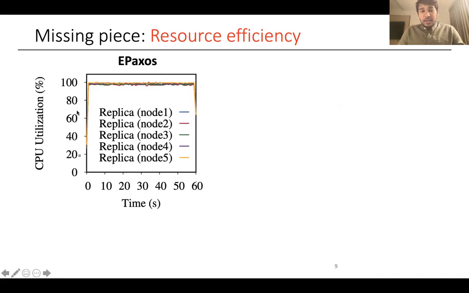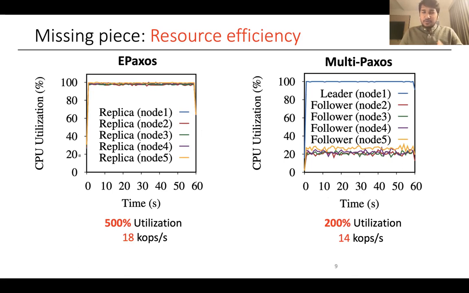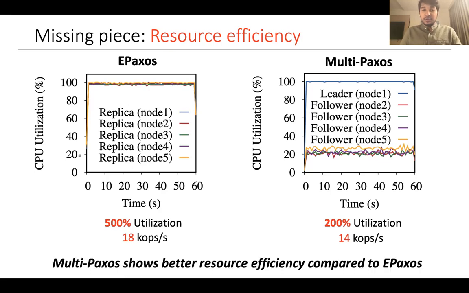For the same experiment, we now look at the CPU utilization. In this graph, we see that in the case of EPaxos, all the nodes hit a peak CPU utilization of 100%. Whereas when we compare this with MultiPaxos, we see that only the leader hits a peak utilization of 100%, and all the followers hit a peak CPU utilization of around 25%. So here we see that EPaxos with 500% utilization achieves 18K throughput, but MultiPaxos with just 200% utilization achieves 14K throughput. So clearly MultiPaxos shows better resource efficiency when we compare that to EPaxos.